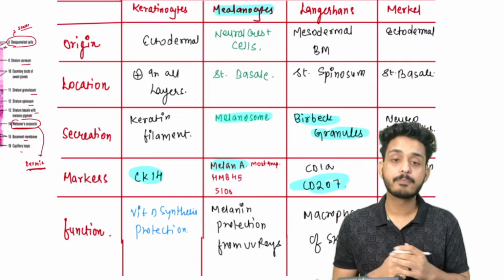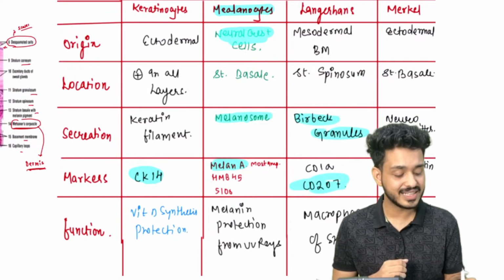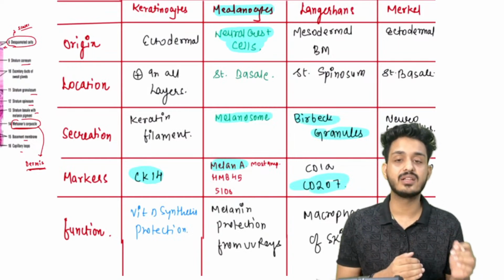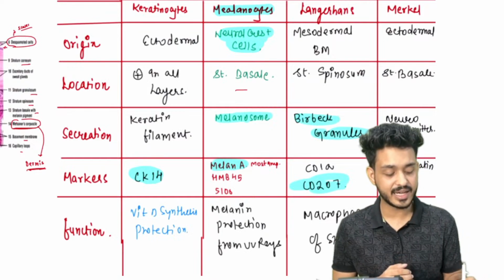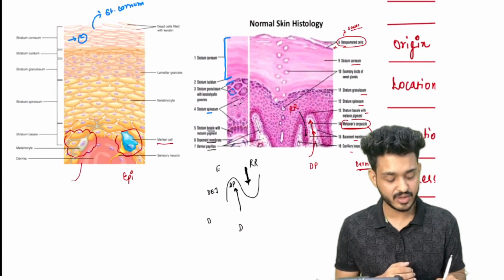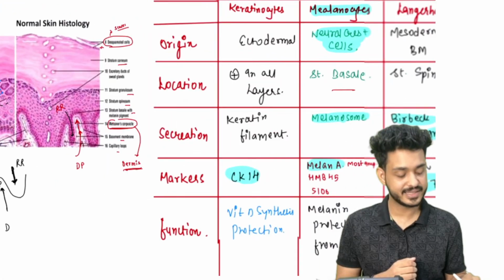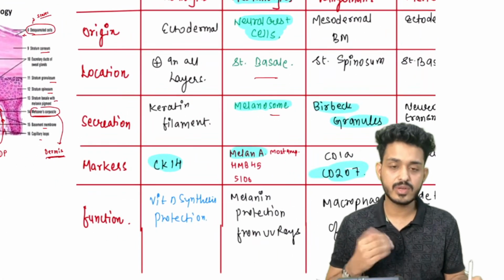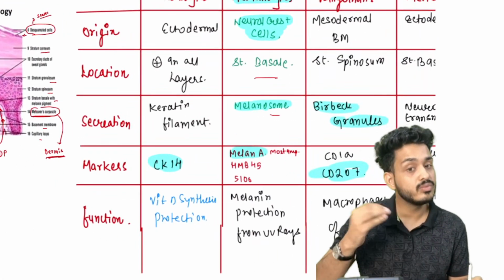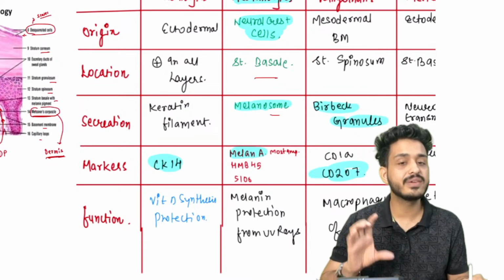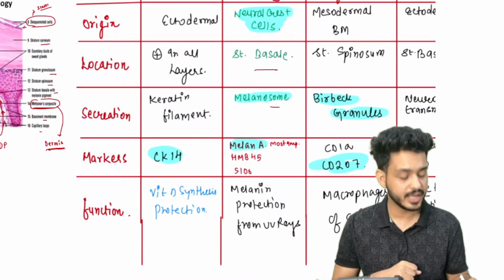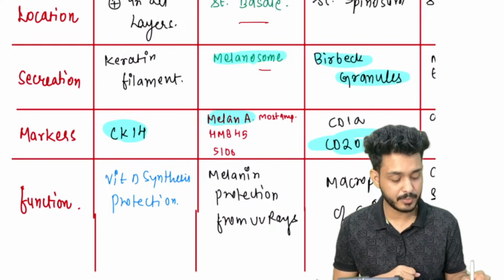Second thing is about the melanocyte. They are coming from which cells? That is important: neural crest cells. They are present in stratum basal. They are dendritic cells. They secrete melanosomes, and melanosomes contain melanin, which gives color to adjacent keratinocytes. The markers, very important markers, guys.